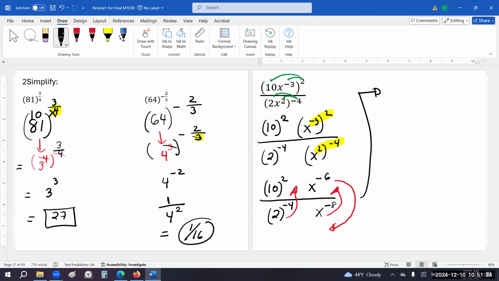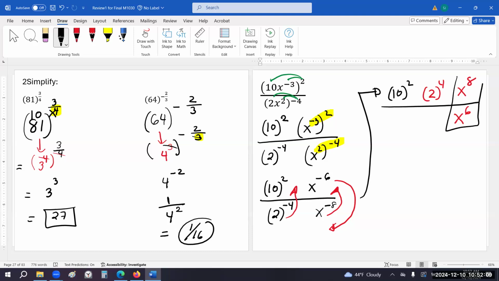Now 10 squared doesn't have any negative, so we keep our 10 squared. If you want, you can write it as 100, no problem. Denominator 2 has a negative power, so we bring it up to make it a positive power. Denominator x has a negative power, we bring it up so that it can have a positive power. Now numerator x is a -6. We bring it down to make it a +6. So switch them around so that everything has positive power.